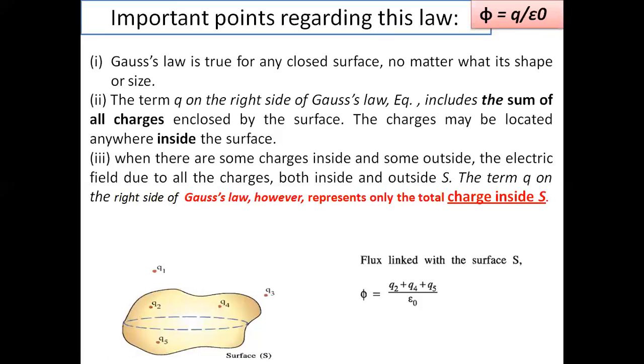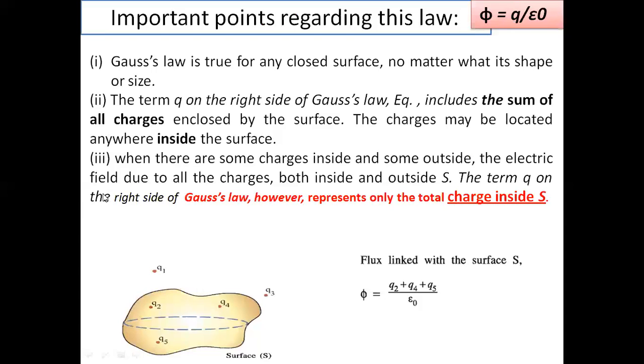Then the second point is what? In the equation flux phi is equal to Q divided by epsilon naught, the Q on the right side of Gauss's law includes the sum of all charges enclosed by the surface. That means the total charge inside the surface, not outside of the surface. This charge may be located anywhere inside the surface.